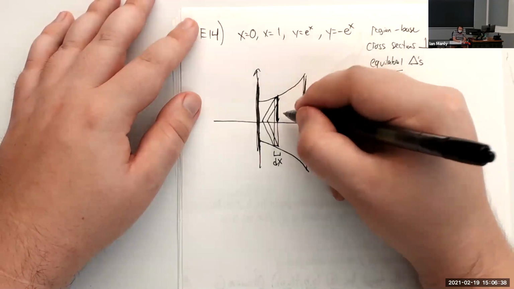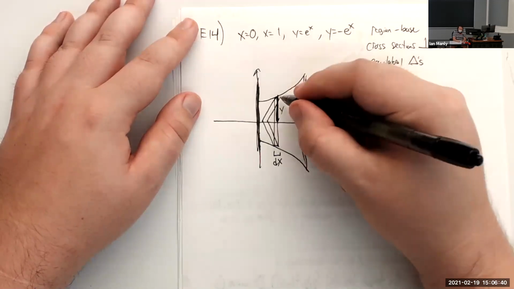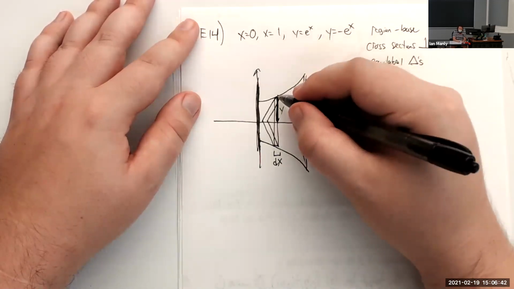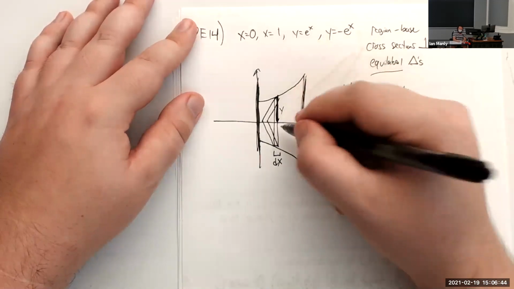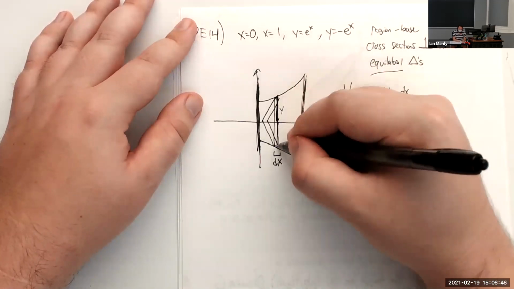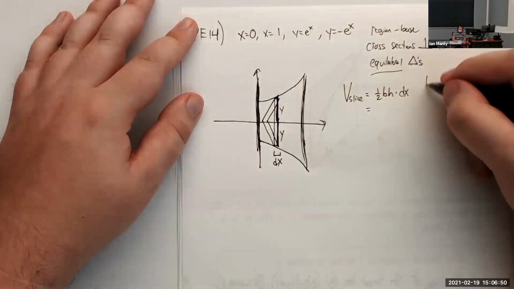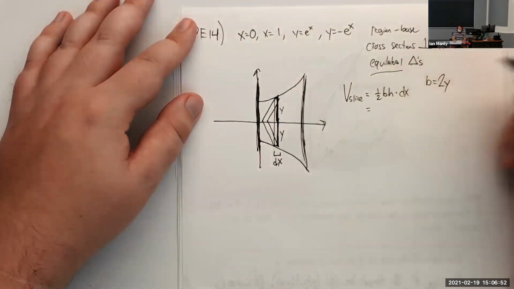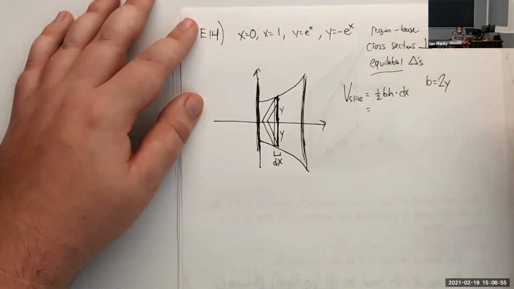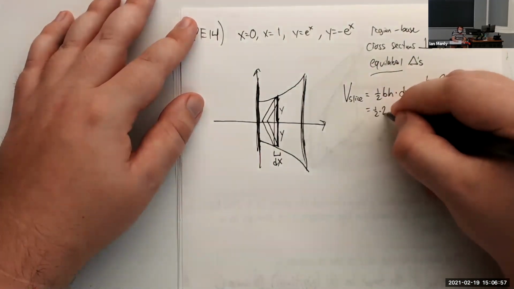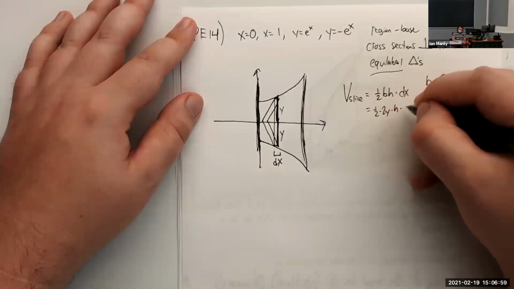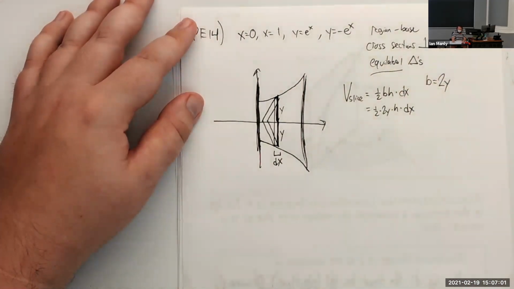It's going to be y, right? This is the distance from the axis vertically up to our function. So that's going to be y. And in the same way, this distance, since it's symmetric, will be exactly the same thing. So it looks like our base is equal to 2 times y. So we have 1/2 times 2y. We have whatever the height is, and then we have dx.